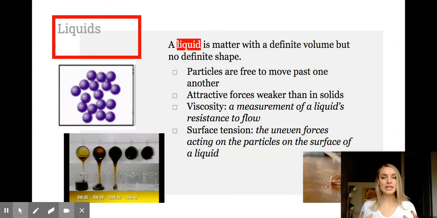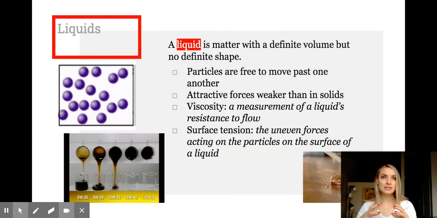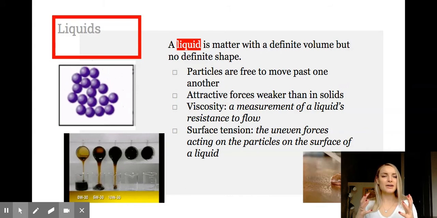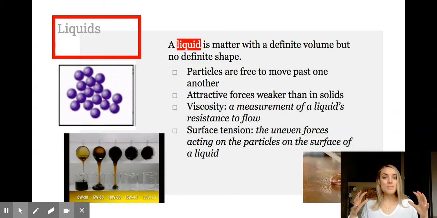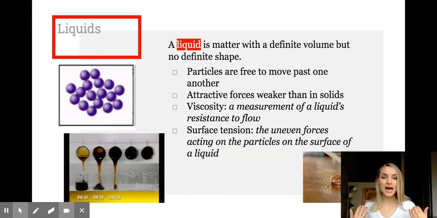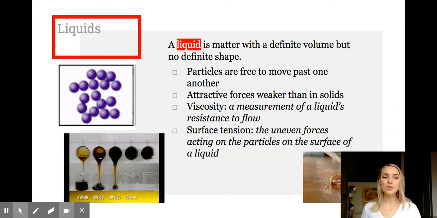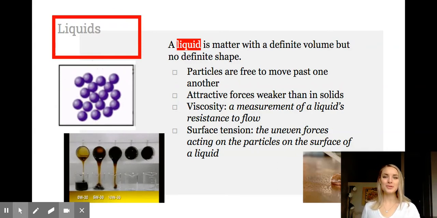So surface tension creates almost like a force field, not exactly, but a force field type thing. It causes all of the liquid to stick closer together even when it doesn't have a definite container. And we'll talk more about that, like I said, when we talk about atoms and molecules.